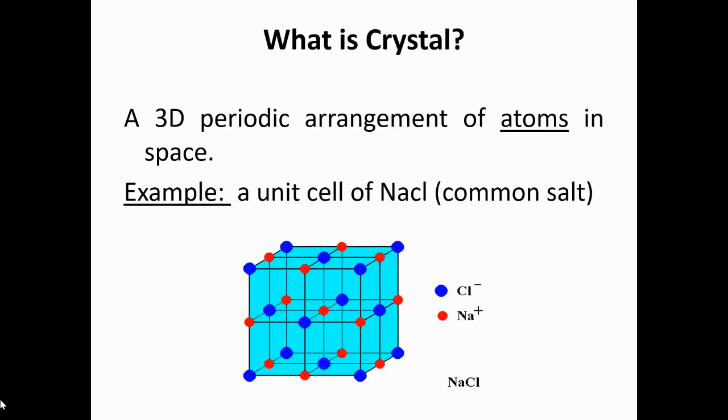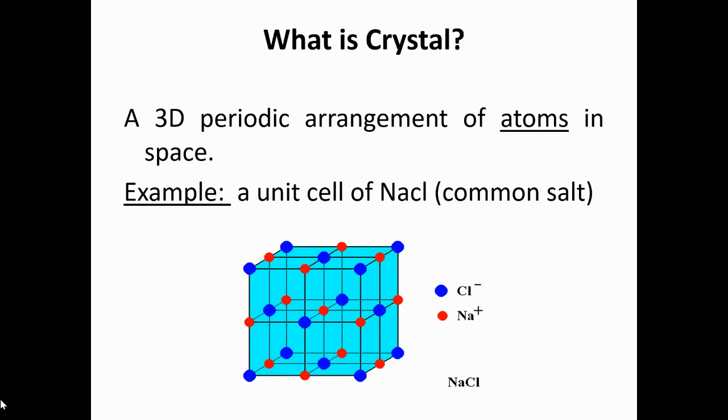So, we begin with the definition of crystal. What is a crystal? You can pause here and think about what is your concept of crystal before I give my definition. Okay, so we will define crystal as a 3D, that is three-dimensional, periodic arrangement of atoms in space, which we call a crystal. In this picture, you can see a three-dimensional periodic arrangement of atoms.